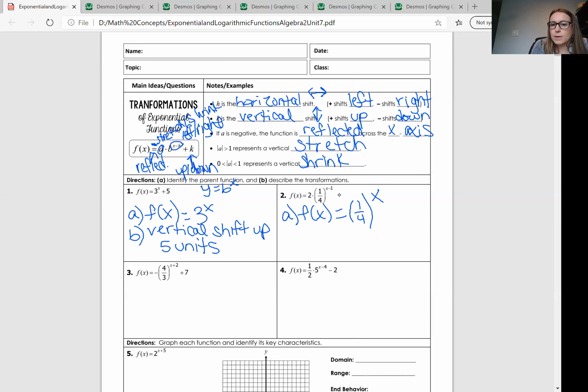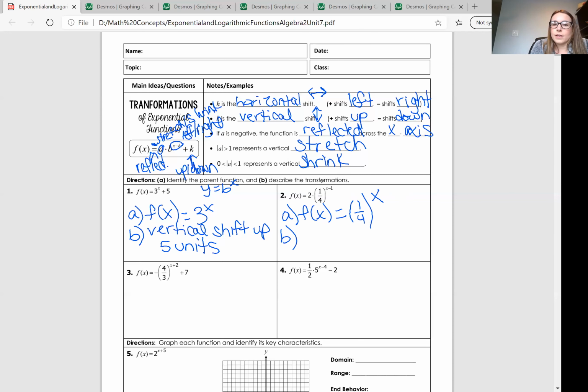That is a transformation that's saying that it's either going to the left or to the right 1 unit, all right? And this 2 tells whether it's a shrink or a stretch, okay? So the 1/4 to the x power is the parent function. Now b is where we can talk about the 2 and we can talk about this -1 here, all right?